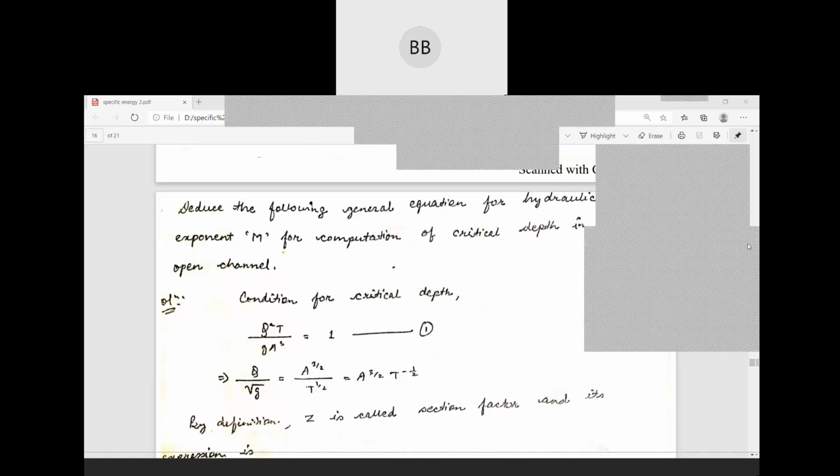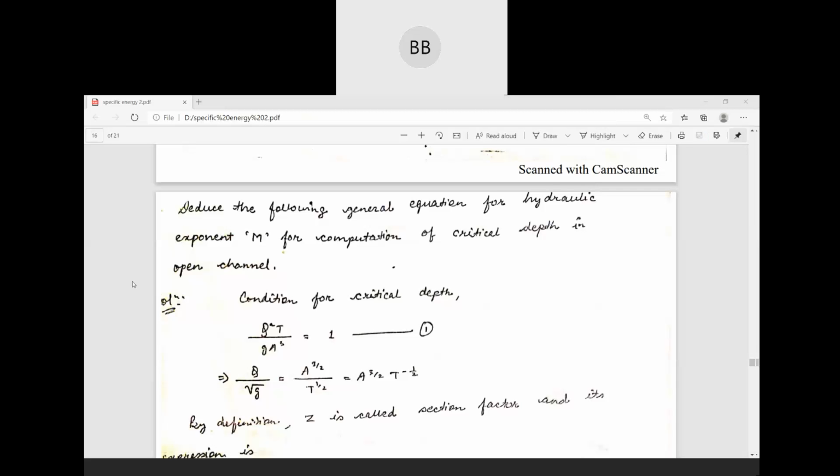Okay, so you just tell me, have we derived this equation for hydraulic exponent capital M? We have completed this derivation for hydraulic exponent capital M for computation of critical depth. I think we have not completed this. Okay, fine. So you write down this. Okay, next topic is this.